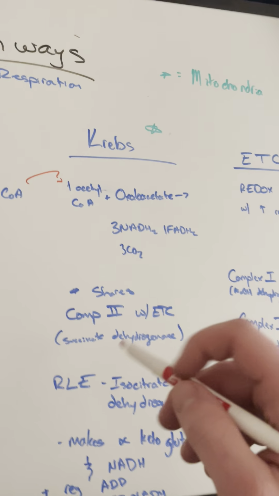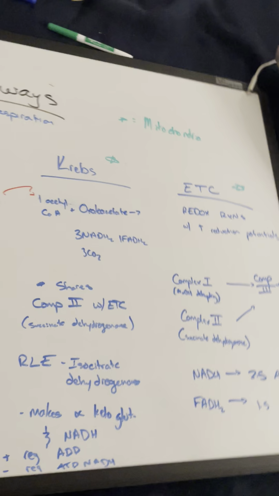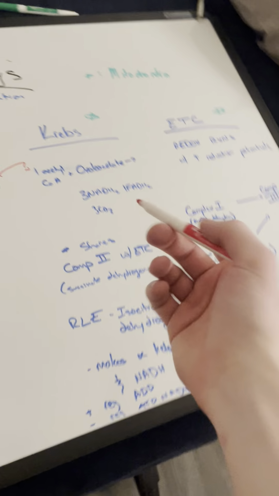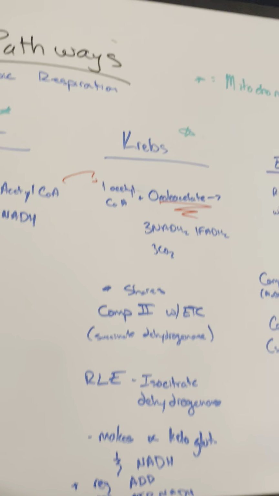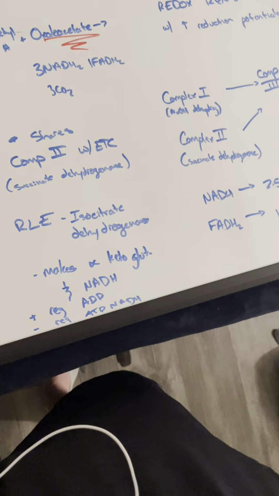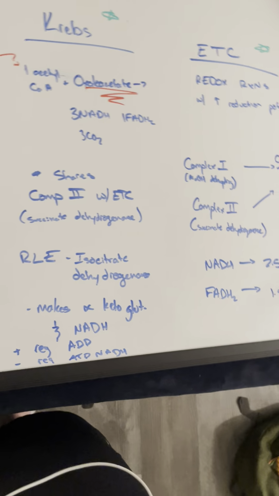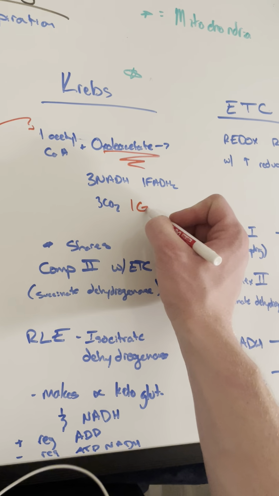We're going to take the acetyl-CoA, add it to oxaloacetate, and then from that 6 carbon molecule we're going to bring it back all the way down to 4 to regenerate that oxaloacetate. And in the process we're going to make 3 NADH. There shouldn't be a 2 there. 1 FADH2, and then 3 carbon dioxides. I feel like we make a GTP here too. I don't know why I didn't include that.